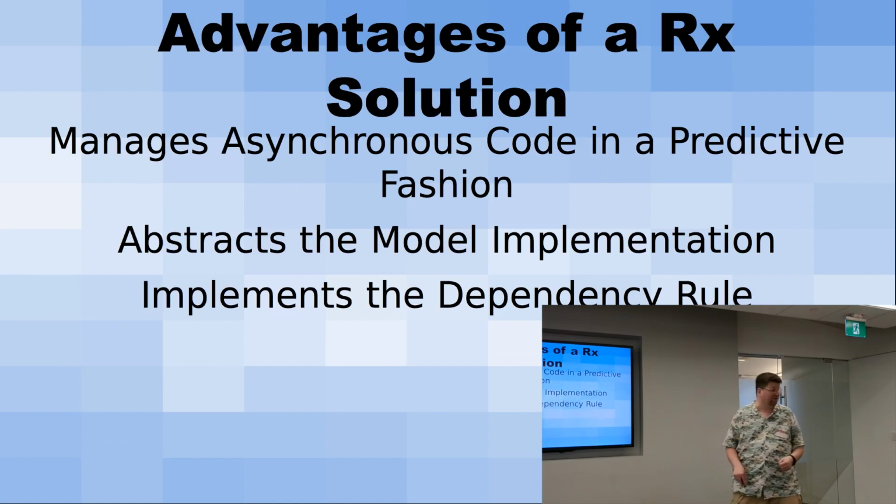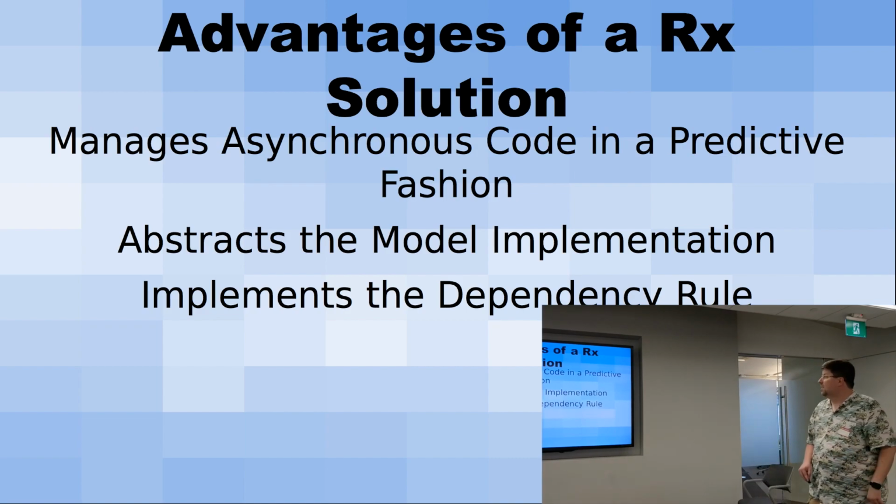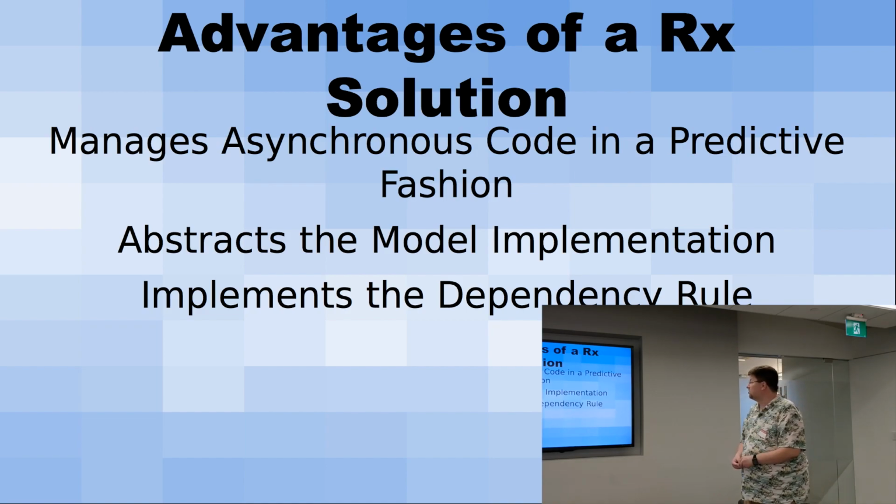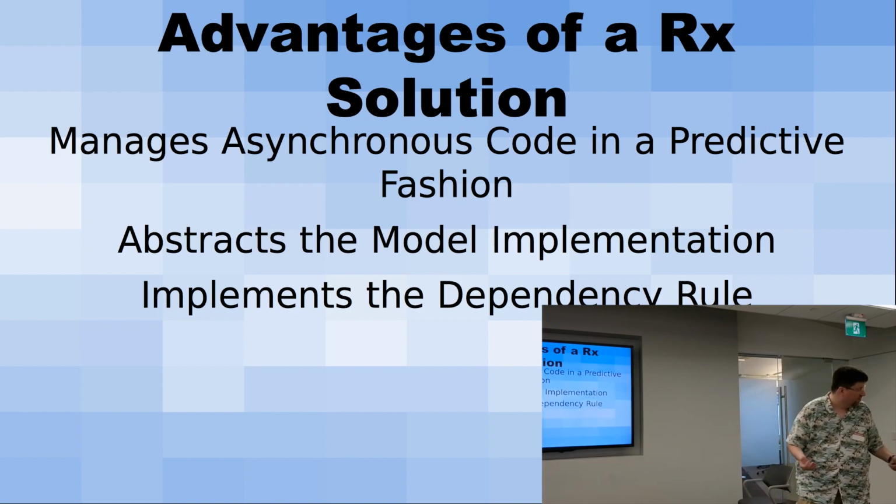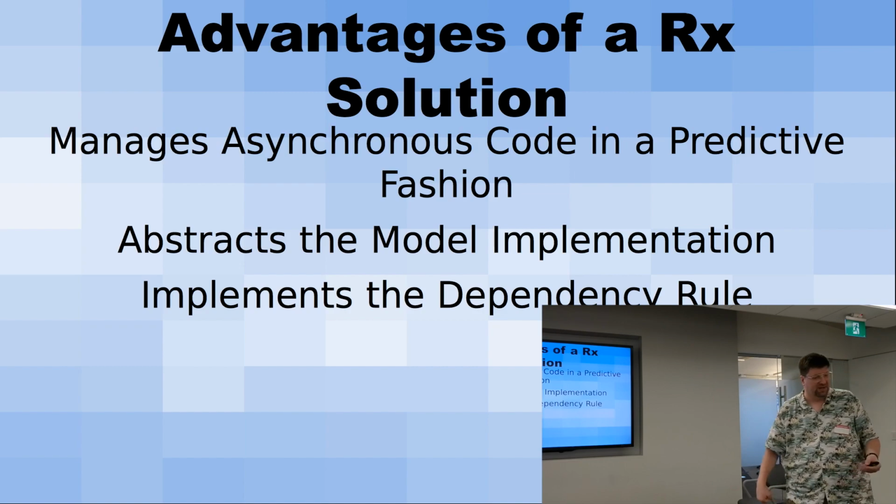The advantages of using the reactive solution are that it manages asynchronous code in a predictable fashion. We don't need all the callbacks. We just listen to all our code to let us know when it's ready. It abstracts the model implementation. Whether we have, in this case, a reactive Firebase solution or a reactive Room solution, it doesn't matter from our code. And it implements the dependency rule, because all our model does is get calls and return reactive events, so we can basically drop it anywhere, and there are no callbacks. We could replace it with another bit of code.